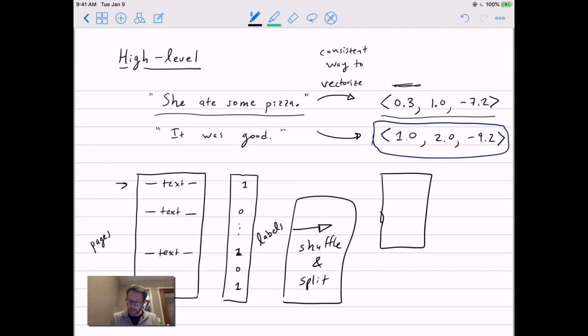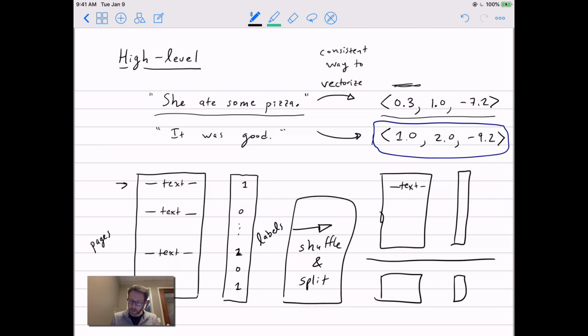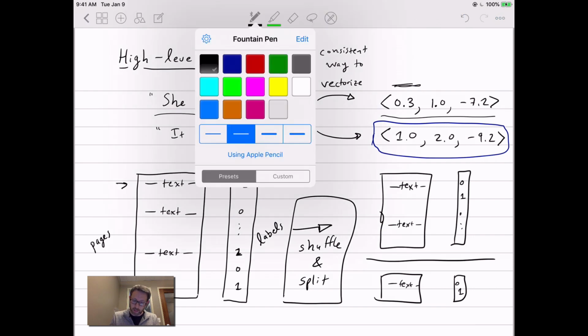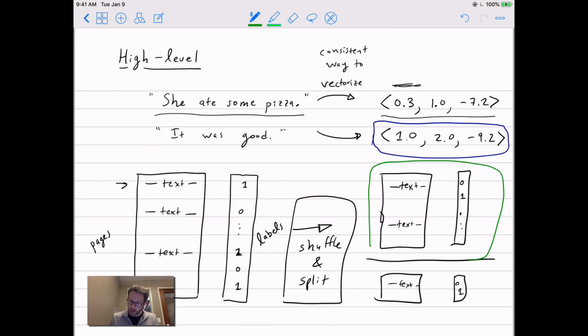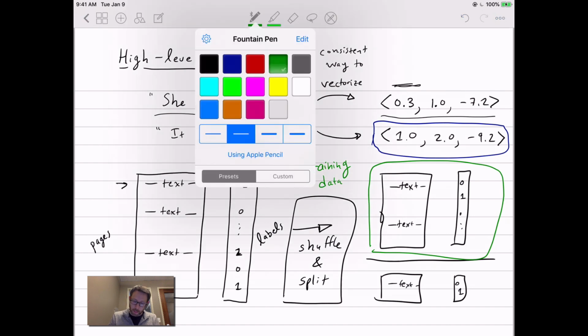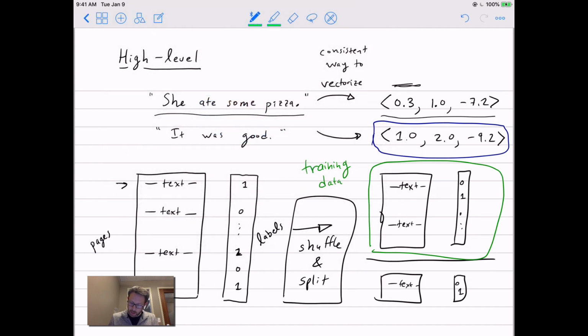So after the shuffle and the split, we're going to have two chunks of text and labels. So it's the same type of data that we had on the left. The only difference is that it's been randomly put in a different order, and we've got two different pieces of it. So the top piece here will be the training data, and then the bottom piece is going to be our test data.